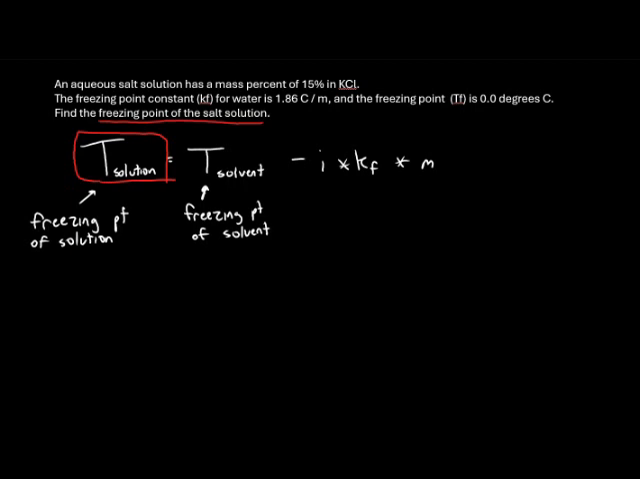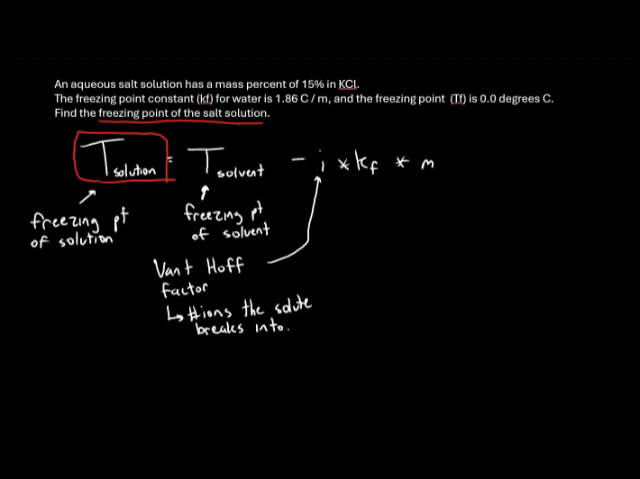The letter I stands for something called the Van't Hoff factor. For the purposes of Chem 152, we can think of the Van't Hoff factor as the number of ions that the solute breaks into. This will depend on the solute that we're studying. Not every solute will break into ions. Solutes that don't break into ions are called non-electrolytes. If this is the case, we assign a Van't Hoff factor of 1.0.